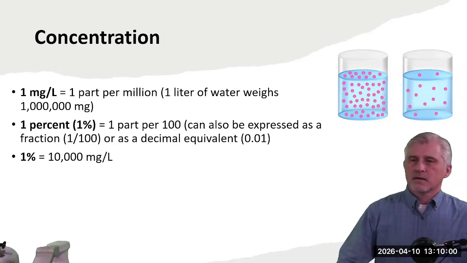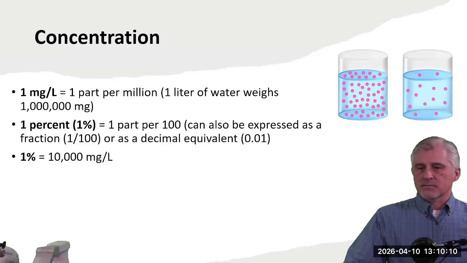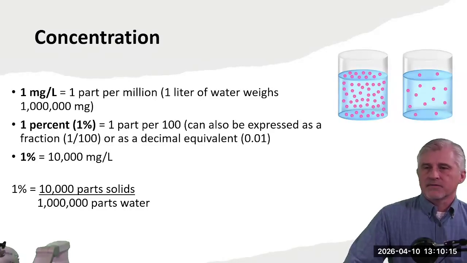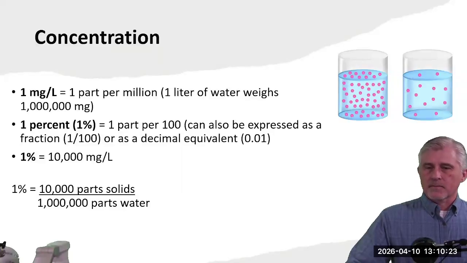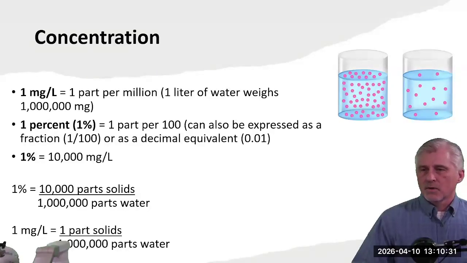If we're looking at things in parts per million, 1% is equal to 10,000 parts per million. So that's basically saying that there are 10,000 parts out of the 1 million parts. So 10,000 parts per million is equal to 1%. And 1 part per million is equal to 1 part of solids per 1 million parts of water.